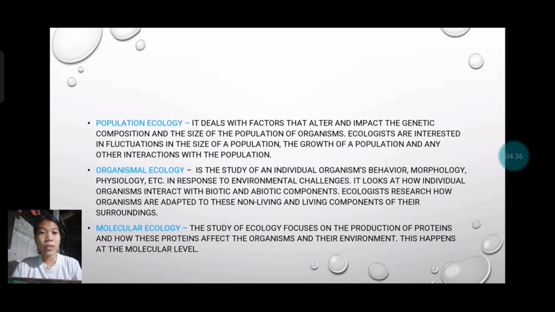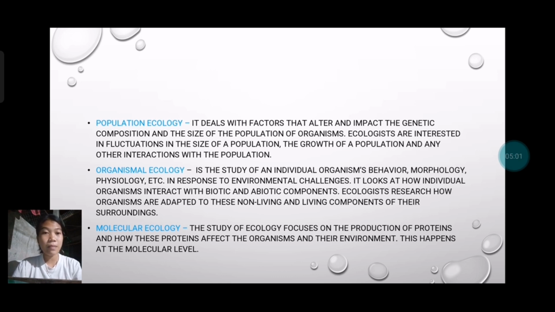The next one is the population ecology. It deals with the factors that alter and impact the genetic composition and the size of the population of organisms. Ecologists are interested in the fluctuations in the size of a population, the growth of a population, and any other interactions with the populations.